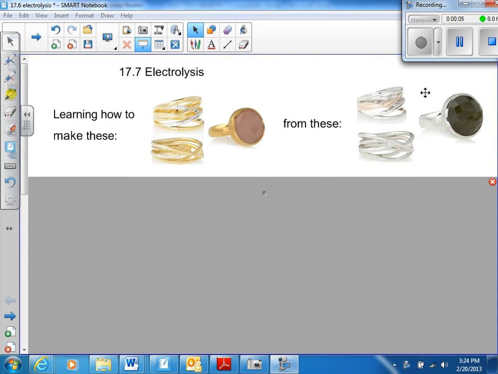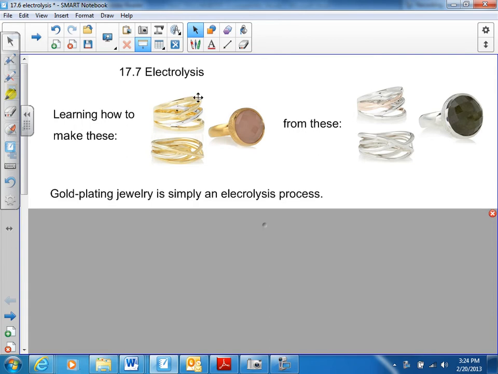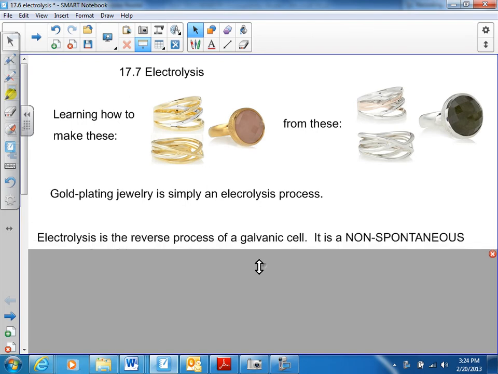But here we are with electrolysis, section 17.7. And electrolysis is used to do plating of jewelry, gold plating. So if you start with this, you can plate these using electrolysis to put gold onto silver. Kind of cool, huh?